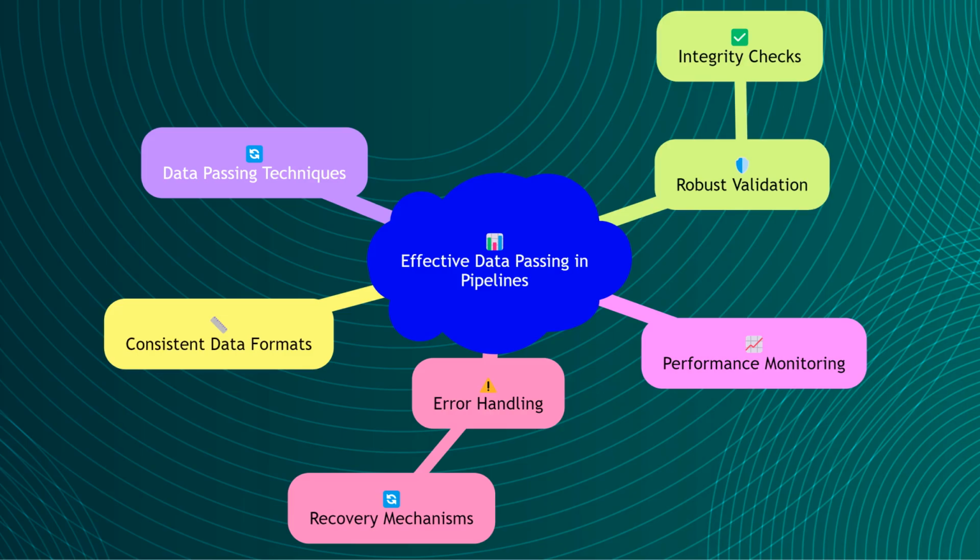Several best practices can help ensure that data is passed effectively between steps in a pipeline. These include using consistent data formats, implementing robust data validation and integrity checks, and leveraging appropriate data passing techniques. Additionally, it is important to monitor the pipeline's performance and implement effective error handling and recovery mechanisms. Following these best practices can help ensure that the pipeline operates smoothly and that data is passed accurately and efficiently between steps.